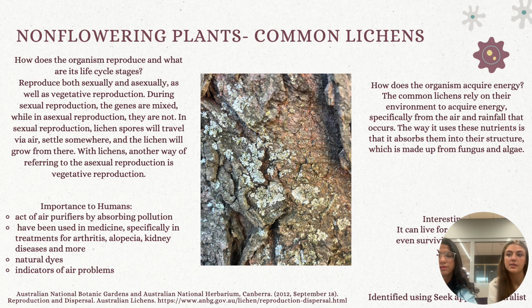And then how does the organism acquire its energy? The common lichens rely on their environments to acquire energy, specifically from the air and rainfall that occurs. The way it uses these nutrients is that it absorbs them into its structure, which is made up of fungus and algae. And then an interesting fact, the common lichen can survive for many millennia, even surviving until it is 3,000 years old.